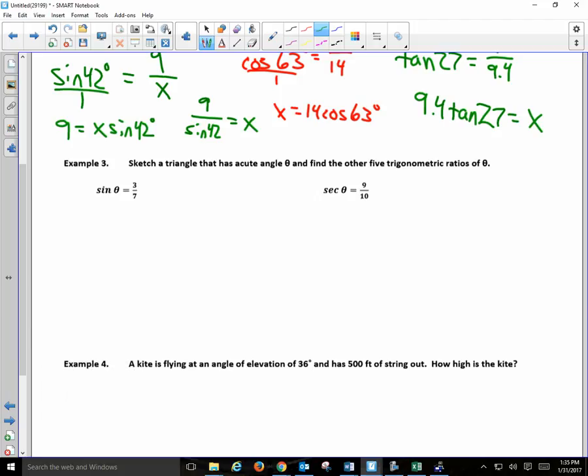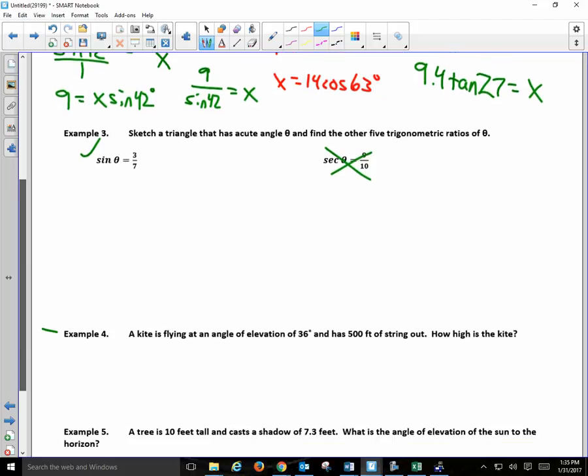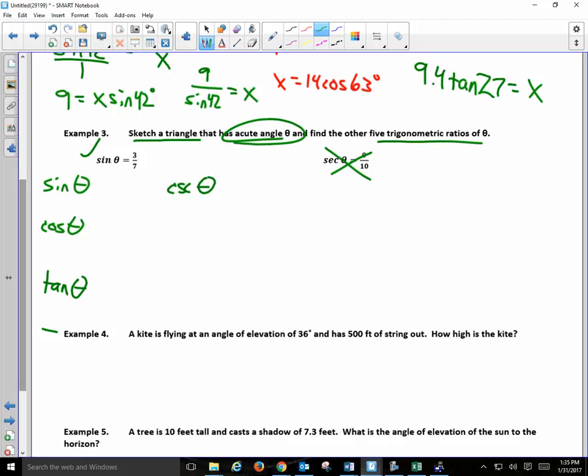Okay, two more examples. We're just going to do this one, not that one. Then we're going to do this one, not the last one, and then we're going to go to your assignment. Sine theta is equal to 3 over 7. It says sketch a triangle that has the acute angle theta and find the 5 other trigonometric ratios. So I want to know sine of theta, cosine of theta, tangent of theta, cosecant of theta, secant of theta, cotangent of theta.